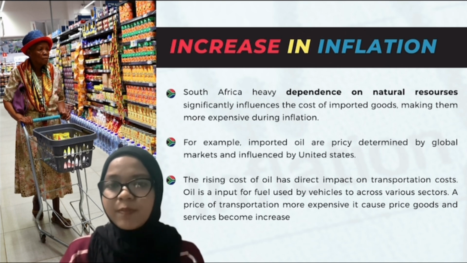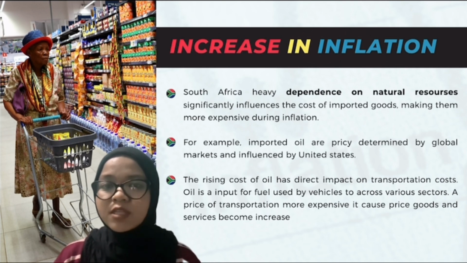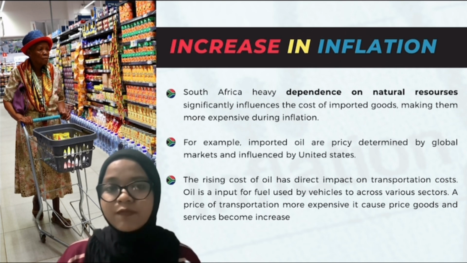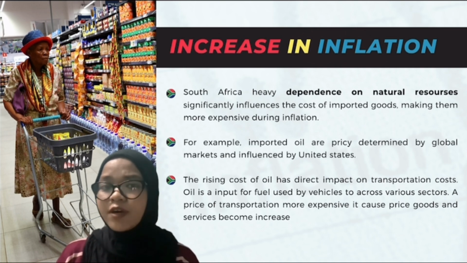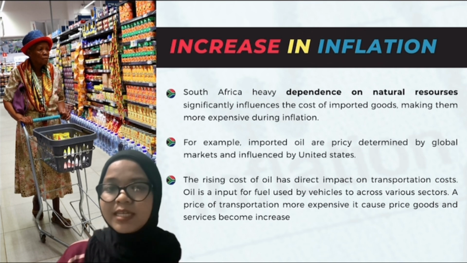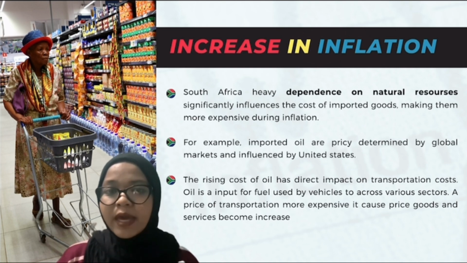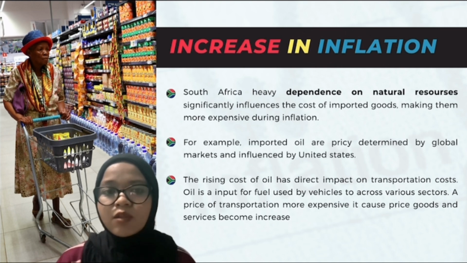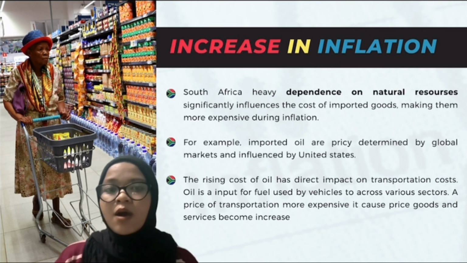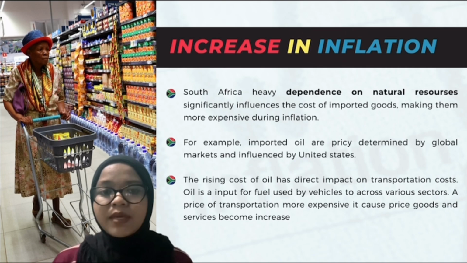South Africa's heavy dependence on natural resources significantly influenced the cost of imported goods, making them more expensive during inflation. For example, imported oil is pricey, determined by global markets and influenced by the United States. The rising cost of oil has a direct impact on transportation costs. Oil is an input used by vehicles across various sectors, including food. As the price of transportation becomes more expensive, the prices of goods and services increase.